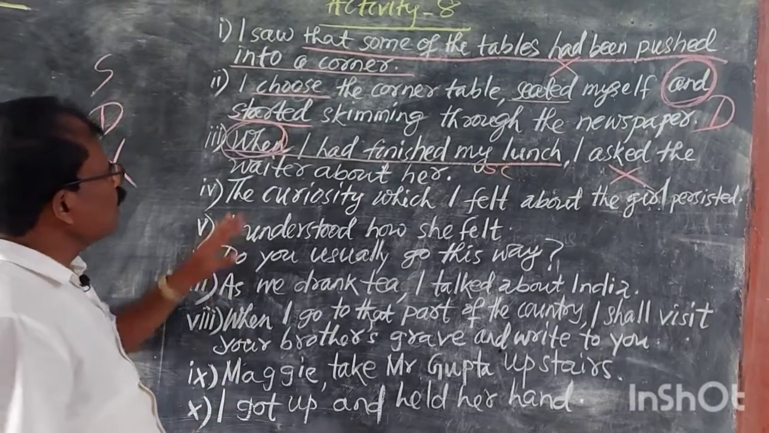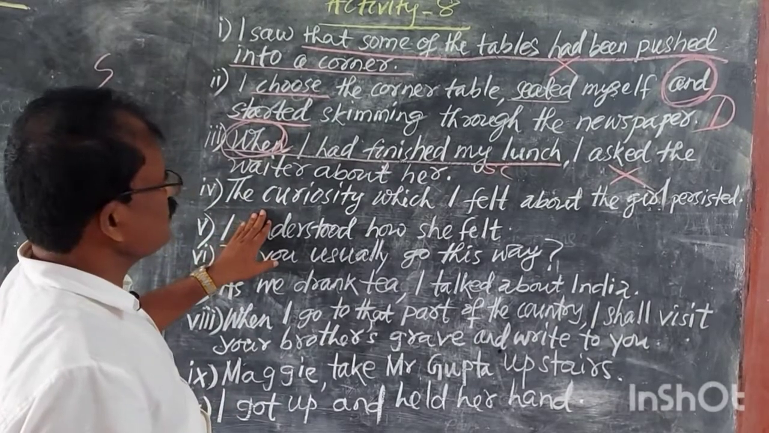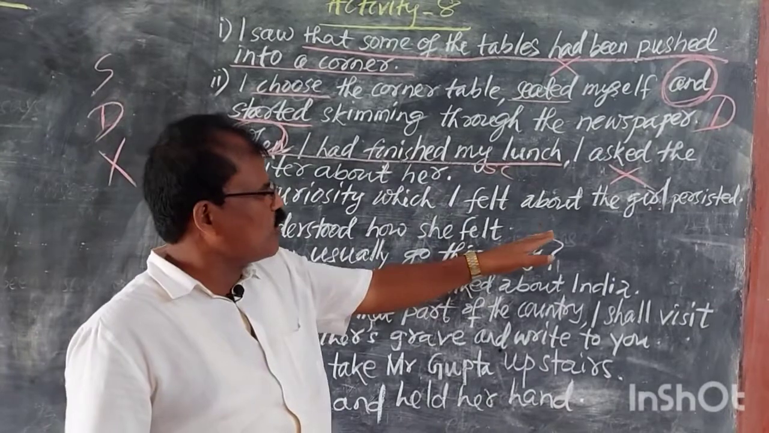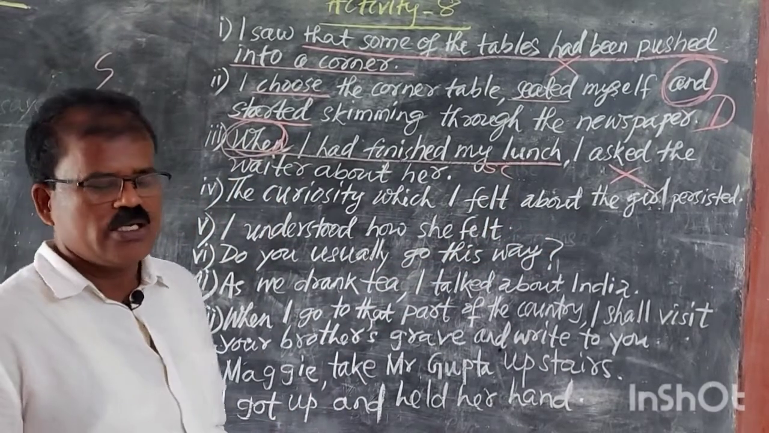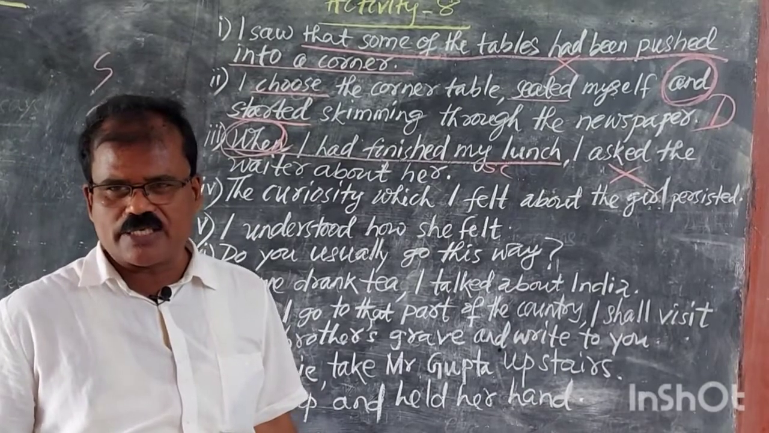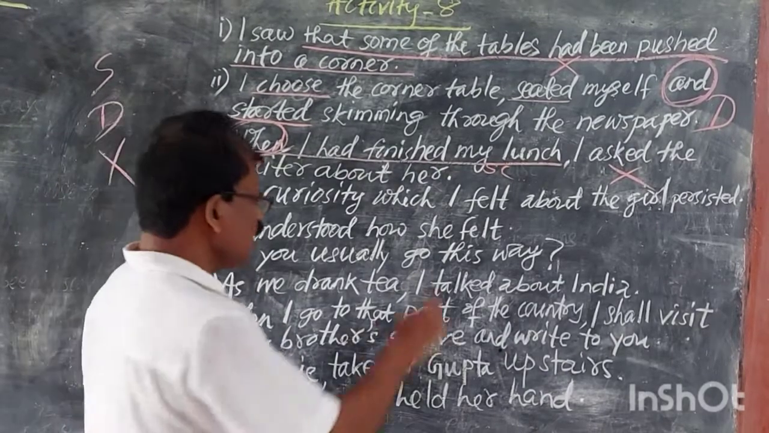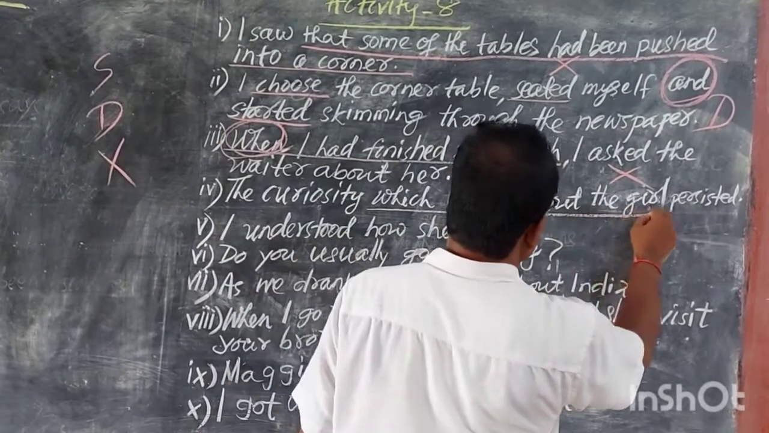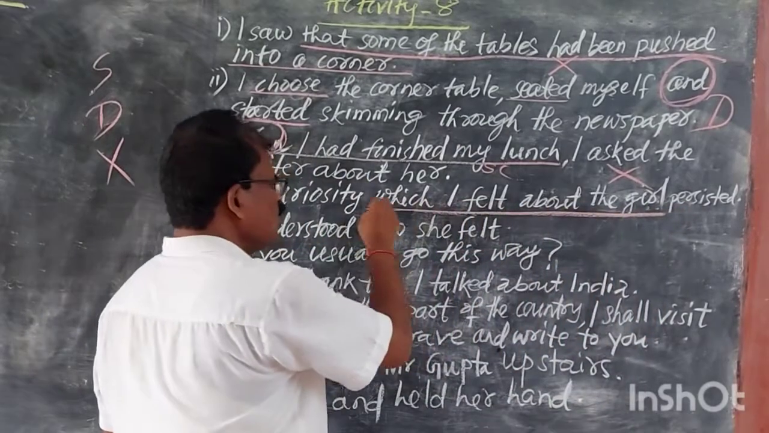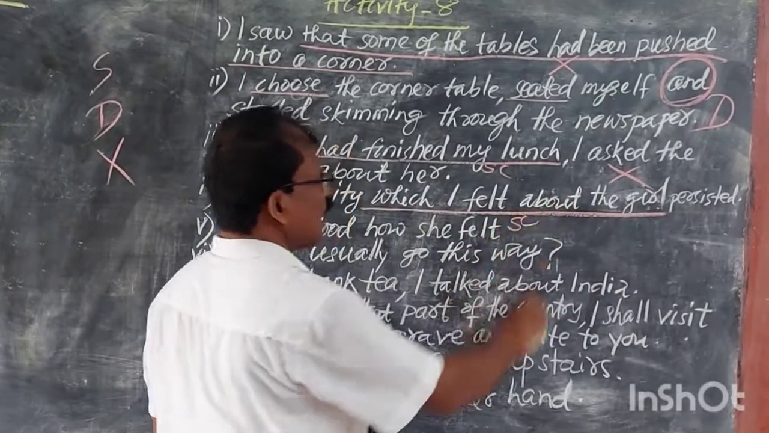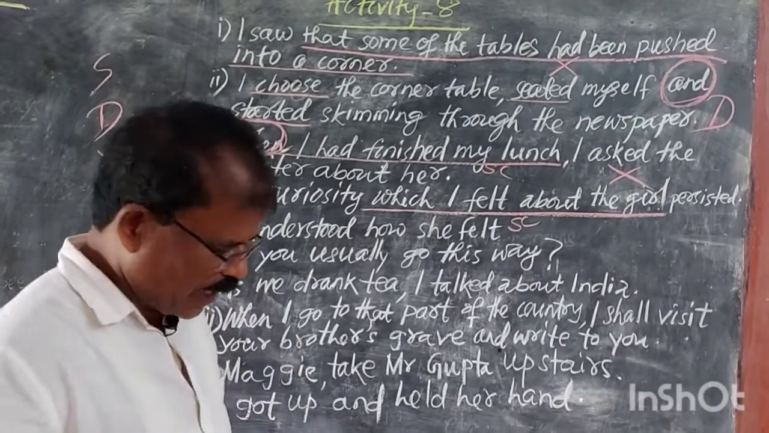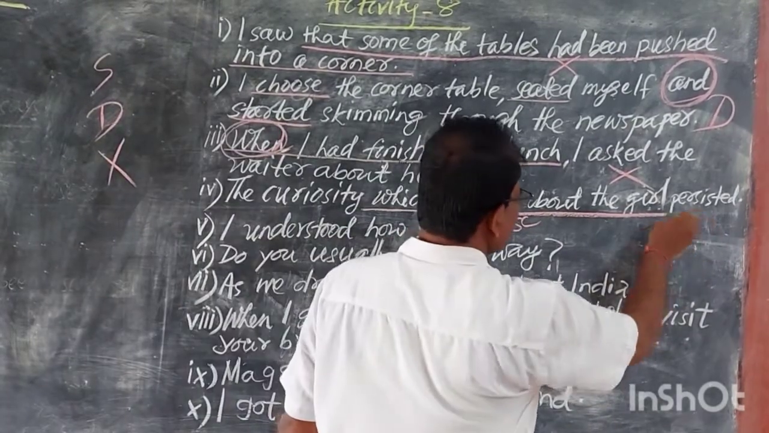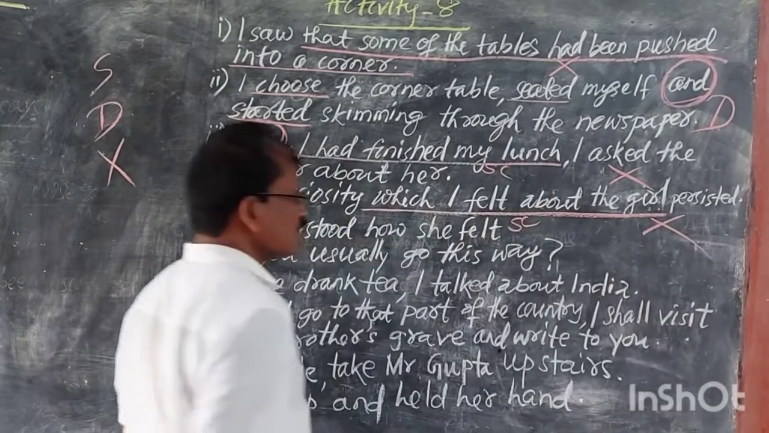Okay? The curiosity which I felt about the girl persisted. Tell me which is the subordinate clause here. Yes, which I felt about the girl. This is the subordinate clause. As there is a subordinate clause, it is a complex sentence, and for complex we write X.